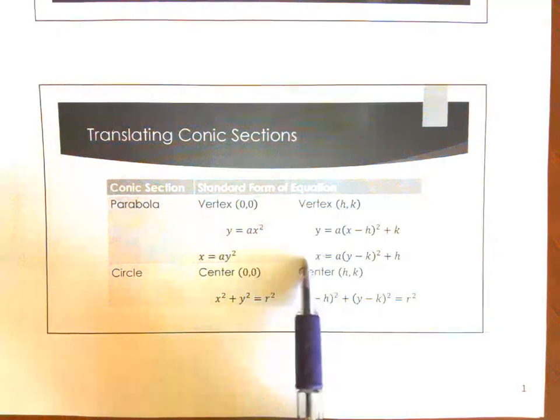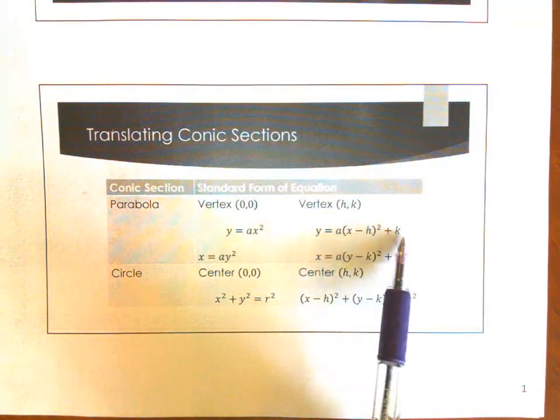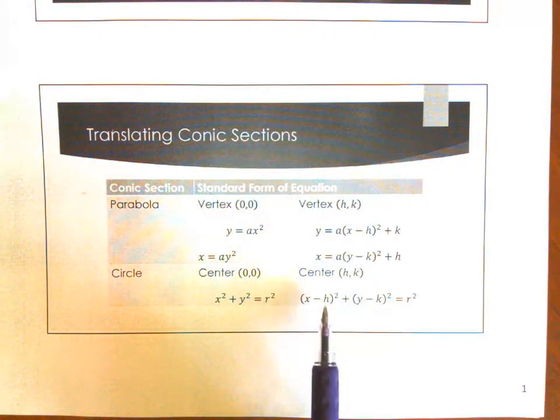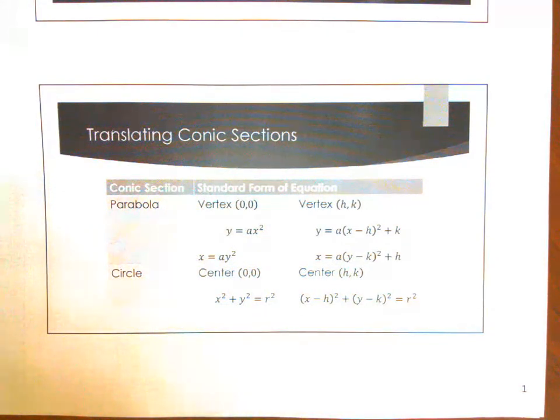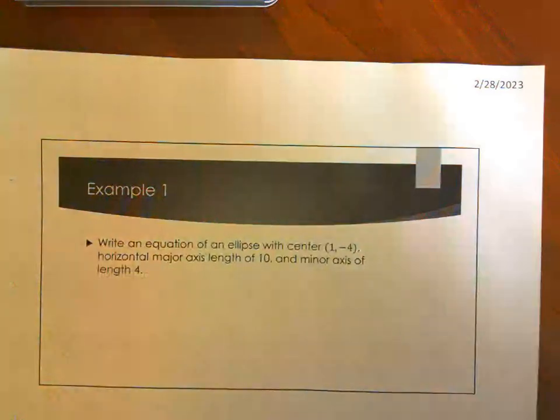And so what we're going to see is that we can shift things to the left or to the right or up and down using this idea of the vertex being at (h, k). The center is one that we've already looked at, so I'm not going to really spend any time talking about that, but we already practiced translating that.